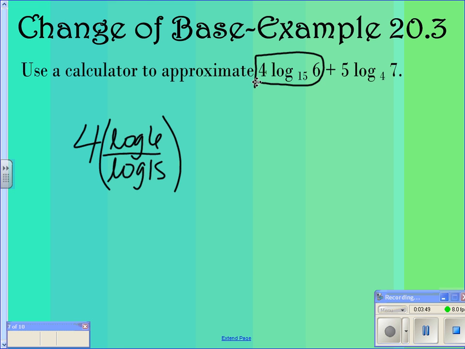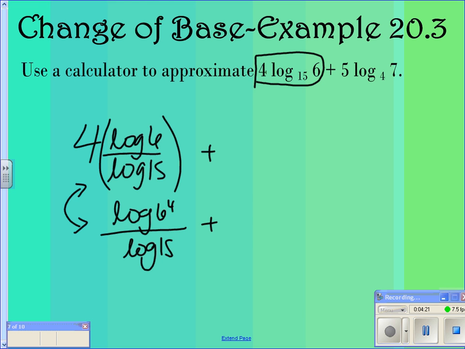I think it would work the same way. Let me see. Log of 6 to the 4th divided by log of 15. Or log of 6 divided by log of 15 times 4. We get the same thing. So either one works. Those are equivalent. Does that make sense?